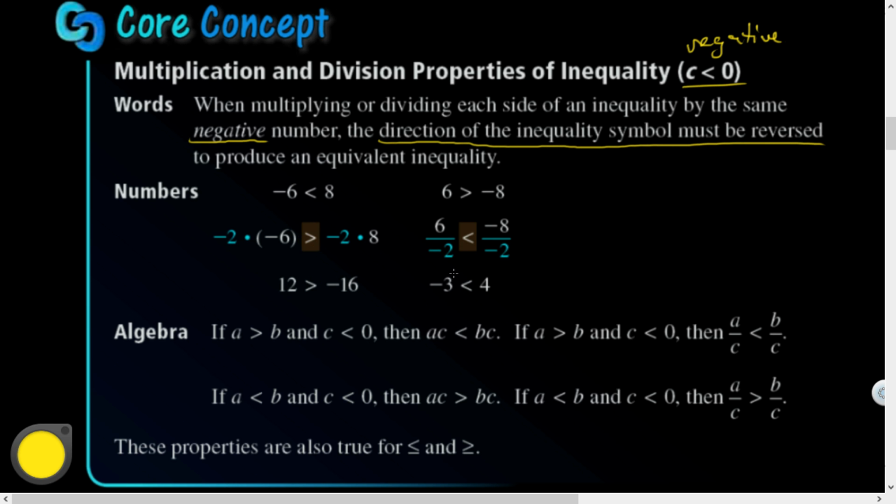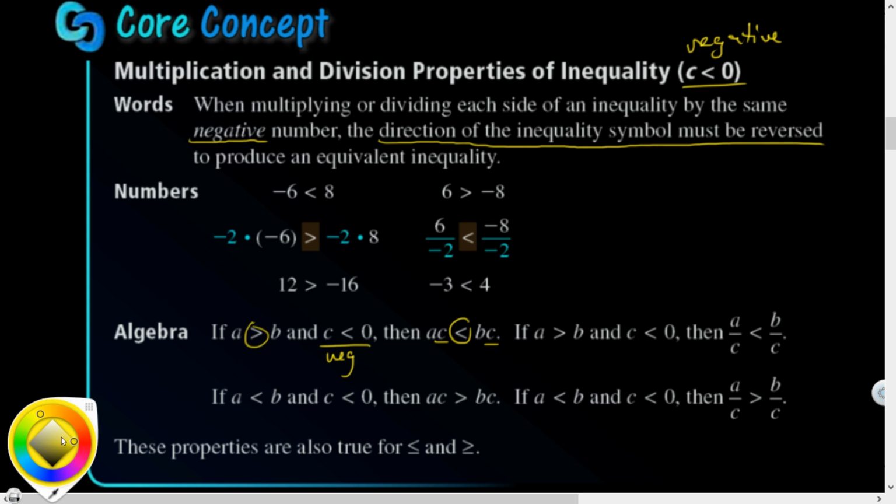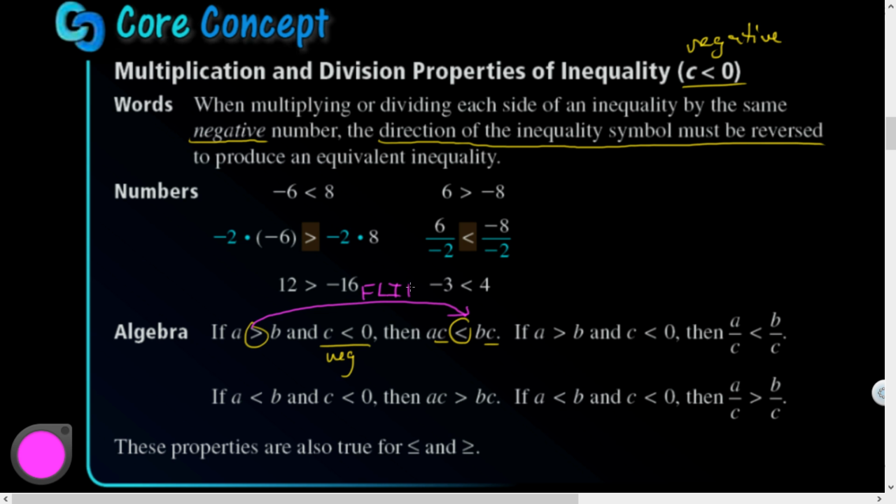Same thing applies over here. I'll let you pause the video later and take a look at it. So here's the idea. If you have an inequality and you have a negative number that you're multiplying both sides by, what happened to that sign? You flip it. Flip that inequality, right? And we notice the same theme throughout. If I divide both sides by a negative, the inequality flipped. If I multiply both sides, the inequality flipped.